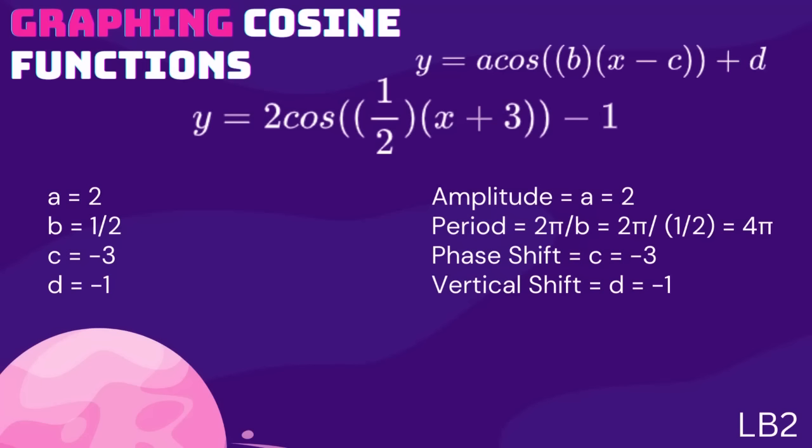Good, now let's use these variables to find some important values. First is the amplitude. The amplitude is equal to a, which is equal to 2. The period is equal to 2 pi over b. Plug in the value of b, which is 1/2.